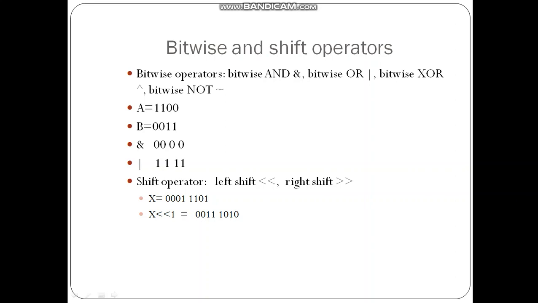Now suppose we write x left shift 1. It will shift one position towards the left. So 1 will come here, 0 will come here, 1 will again come here, 1 will come here, 1 will come here, and 0 here and 0 here. So these are the digits, shifted one digit towards the left-hand side.